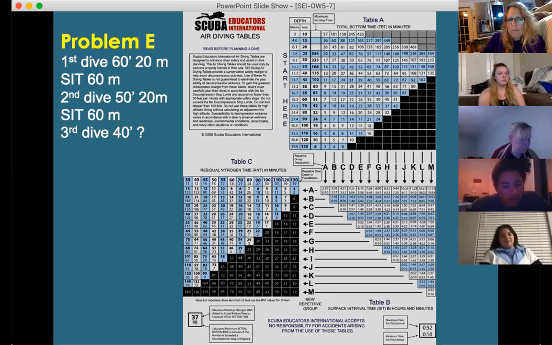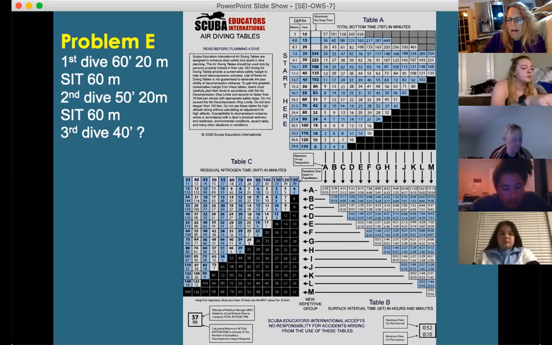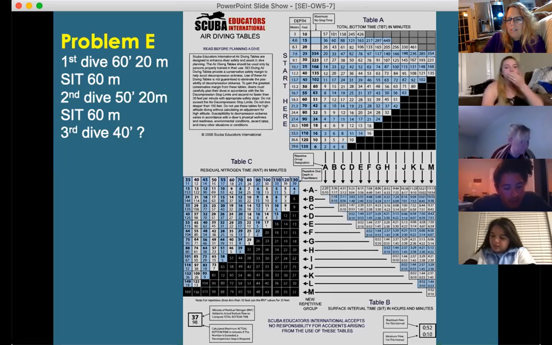So again, 60 for 20, 1 hour out, 50 for 20, 1 hour out. Third dive, we want to go to 40 feet. How long can we stay? Now, let me just give you a couple of pointers here. You are going to add the residual nitrogen time to your actual bottom time on your second dive. And if you want, why don't we go through one together so you don't have to guess how to do this on your very first time? Does that sound good?